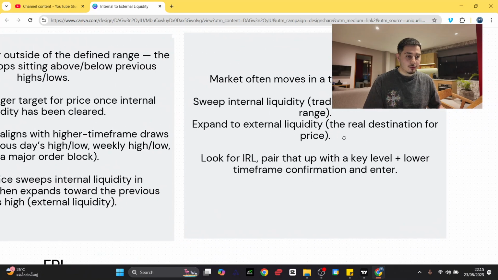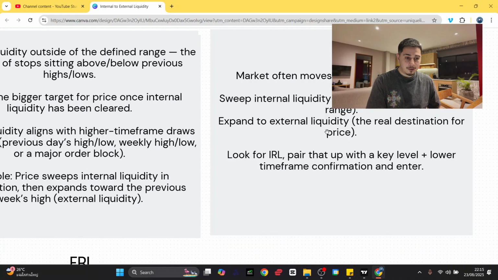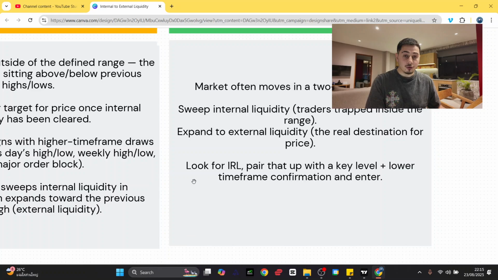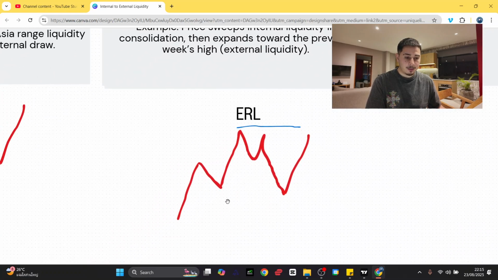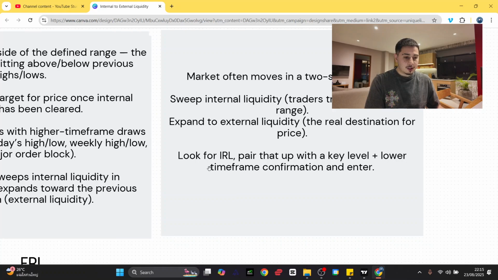The market will often move in a two-stage process. Sweep internal liquidity, trap traders inside the range, for example, and expand to external range liquidity, all right, which is the real destination of price, just basically where price is going to continue to. We need to take some liquidity in order to continue the run, and that's where it is. So look for internal range liquidity, pair that up with a key level and lower time frame confirmation, and enter. I know it sounds simple, but it is as simple as that.